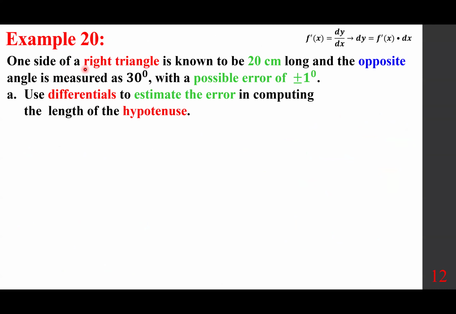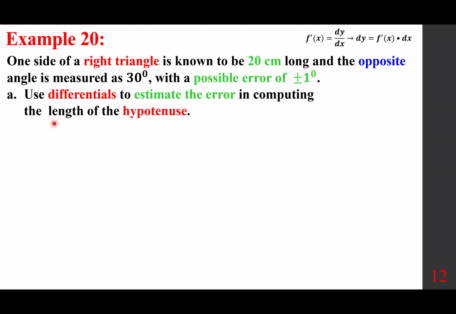One side of a right triangle is known to be 20 centimeters long, and the opposite angle is measured as 30 degrees with a possible error of plus minus 1 degree. Use differentials to estimate the error in computing the length of the hypotenuse.